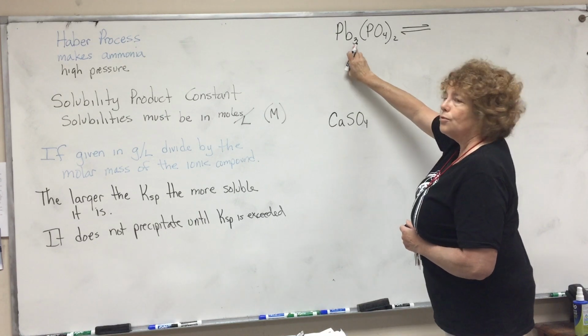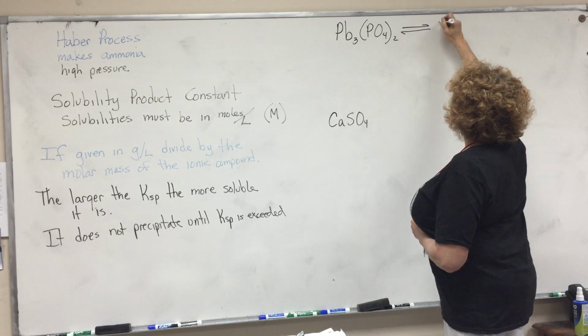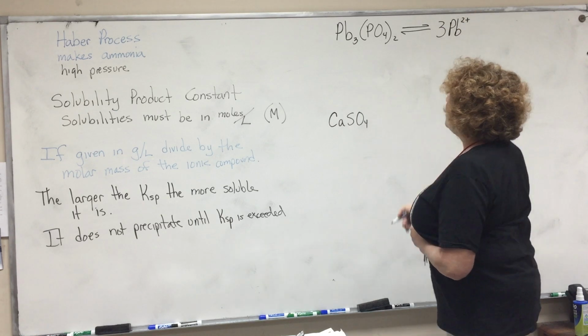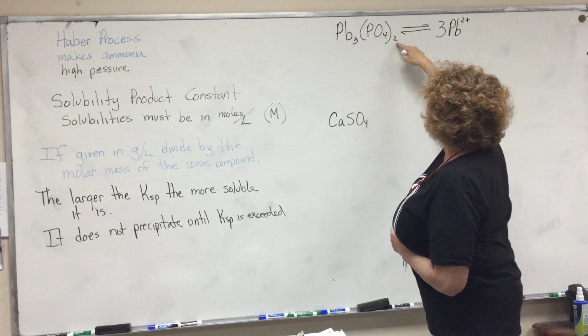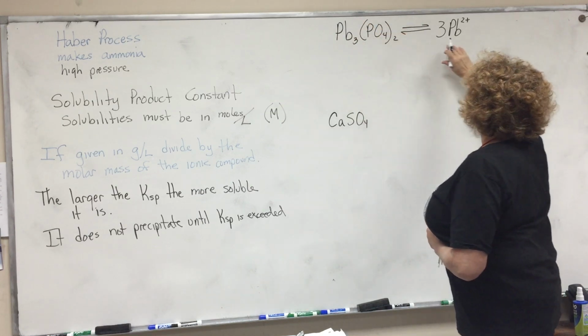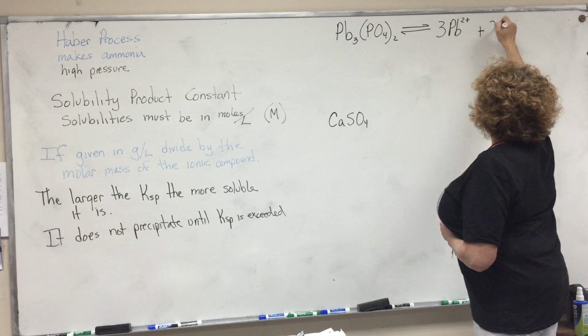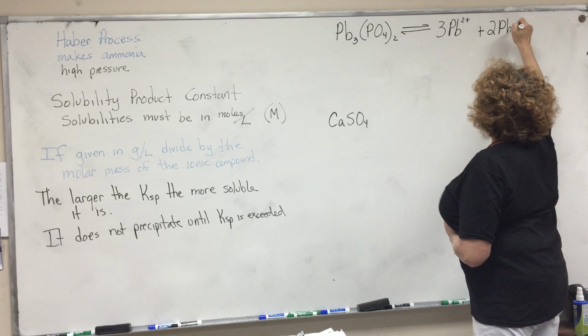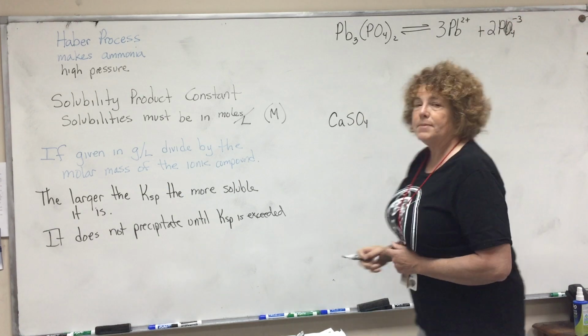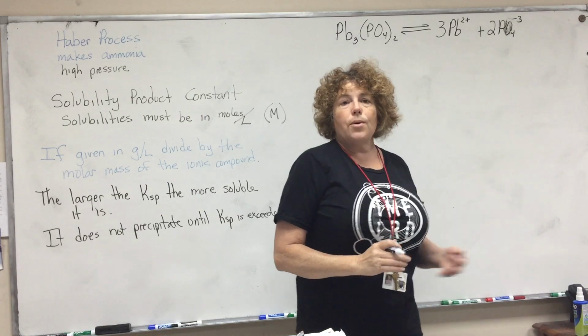And notice you have 3 lead ions. So 3 Pb 2 plus. And how do I know it's 2 plus? Because crisscross, that's a 2, that's a 3. Plus 2 phosphate, PO4, and that's -3. Okay? So that's your equation now.